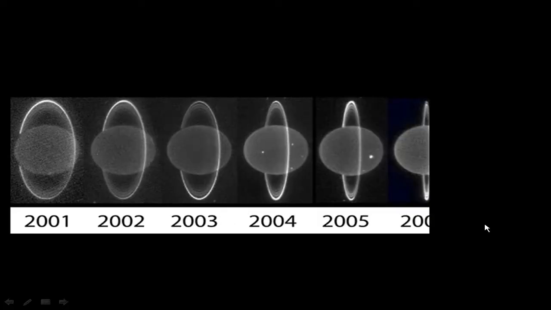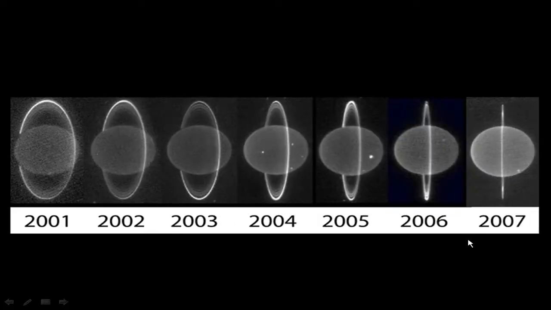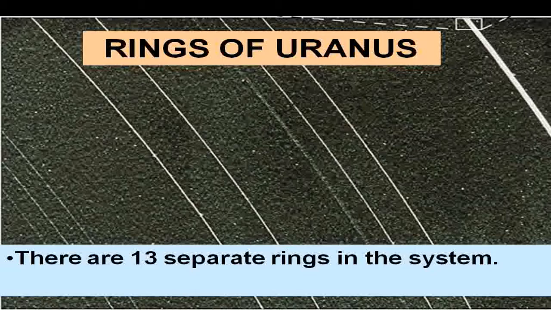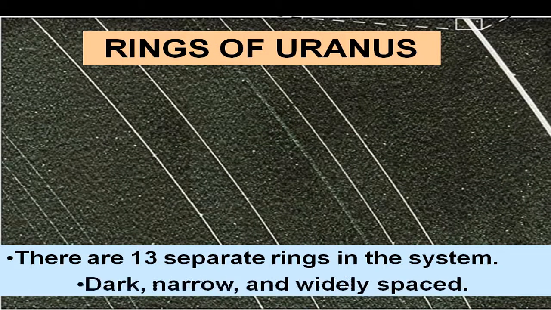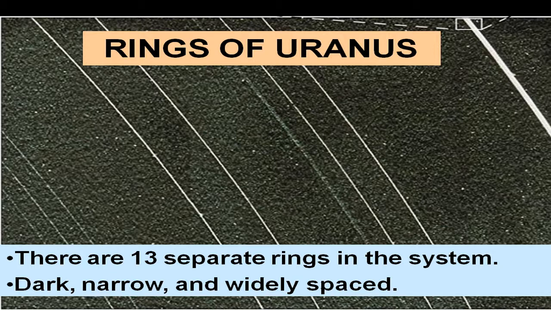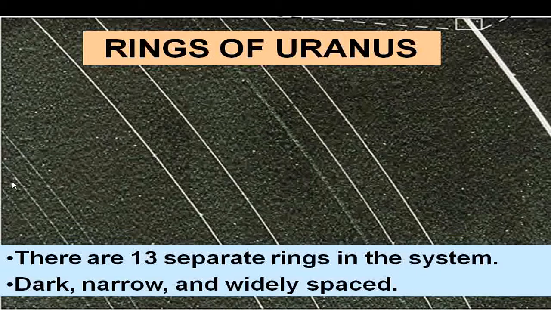Here's a progression in recent years from 2001 to 2007, at which point the rings of Uranus came edge on and were most difficult to see in the year 2007. There are, as of the current count, 13 separate rings in the Uranus ring system. They are all dark, narrow, and widely spaced, as we see in this photograph of these rings.